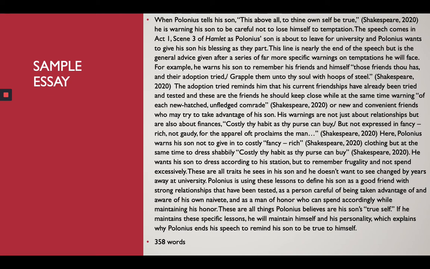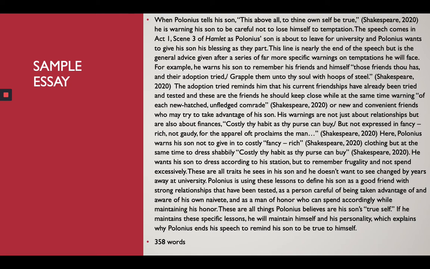So hopefully you had a chance to read the speech. I'm just going to talk you through it so you can see how I'm reading this as an instructor. When Polonius tells his son, "This above all, to thine own self be true," he is warning his son to be careful not to lose himself to temptation. Now, this is great for a topic sentence because it's very short, simple, direct. I have the quote and I have my interpretation of the quote. What I would change is I lose the temptation part. I bring it up one more time throughout the whole paragraph, and then I never bring it up again.